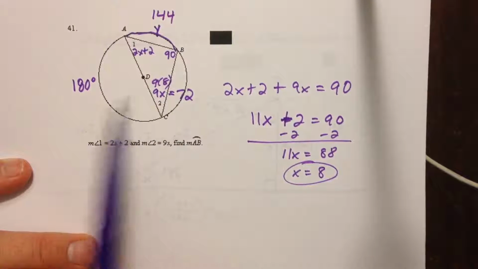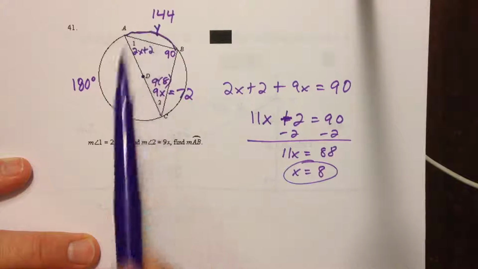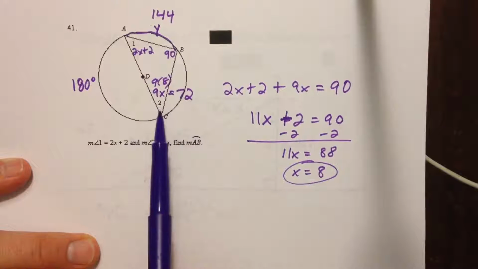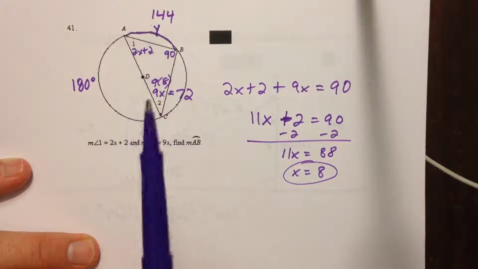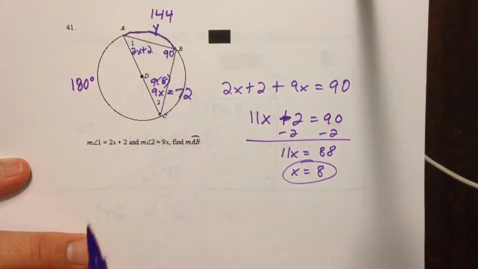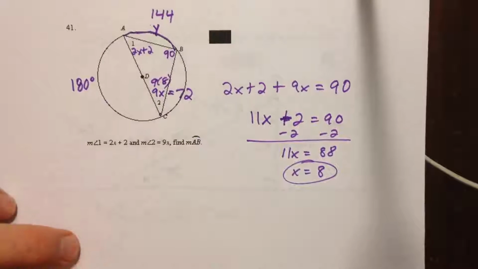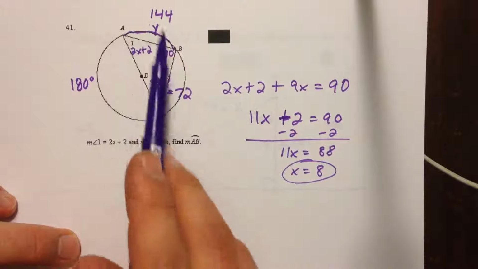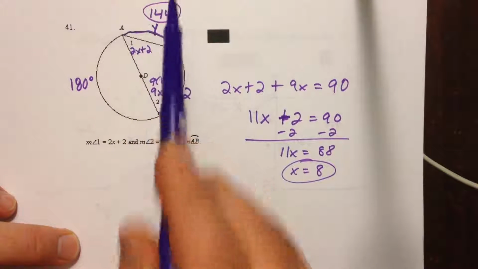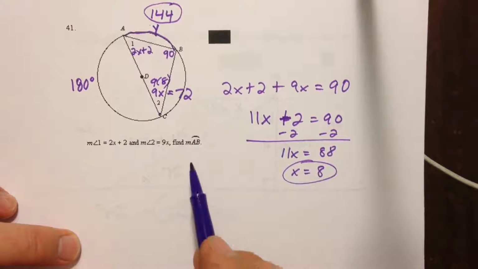Because remember the relationship between an inscribed angle and its arc. The angle itself is half of the arc, or you could say the arc is twice as much as the angle. So AB is 144. Arc AB.